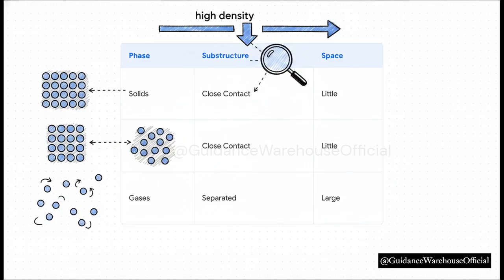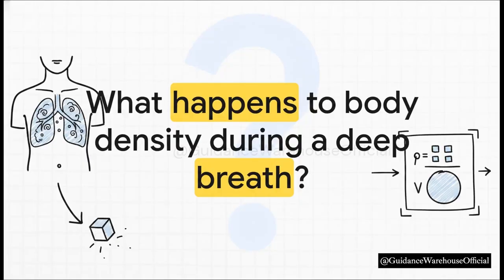But then you look at gases. Their densities are massively lower, often 1,000 times less, because the atoms in gases are separated by huge amounts of empty space. Okay, time for a quick retention check.